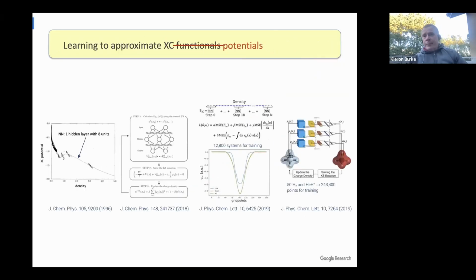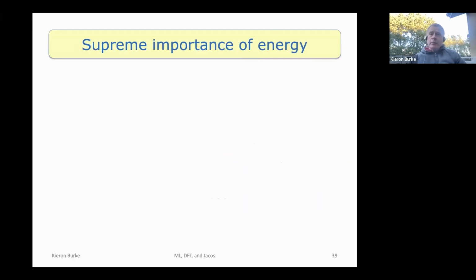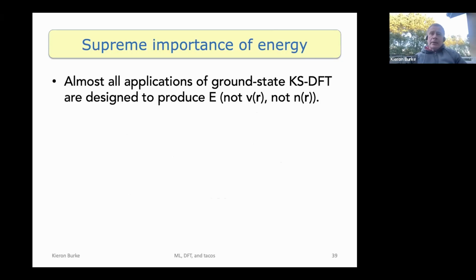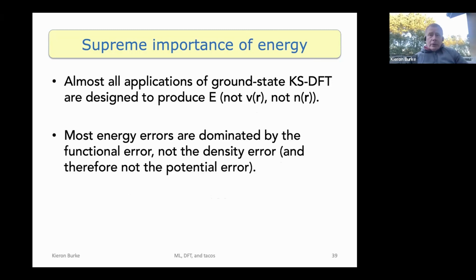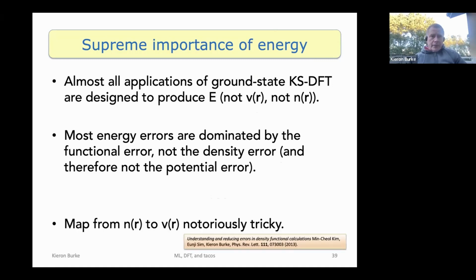So lots of people have been trying to make better functionals. And here are examples from the literature. But a lot of the time they focus on exchange correlation potentials, for example. Can they learn exchange correlation potentials, which is actually a much harder thing to do in some ways than learning the energy, and it's actually the energy that we want, right? So if you think about it, the ground state energy is really what people extract from DFT calculations. Most energy errors are dominated by the error in the approximate functional, not in the density.